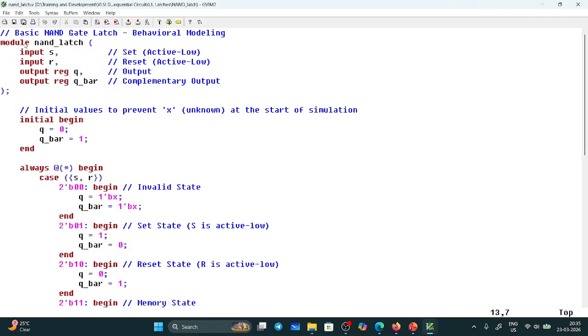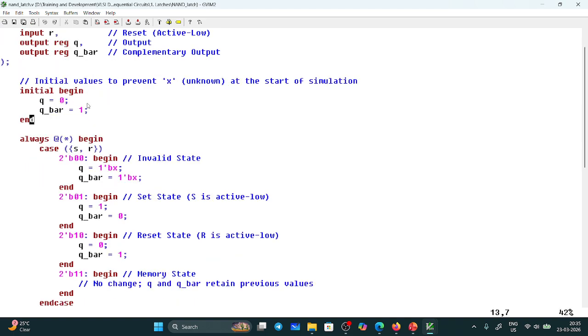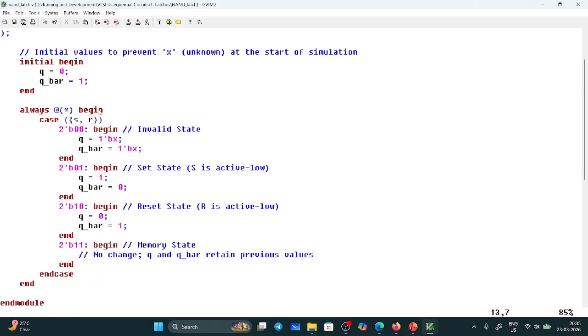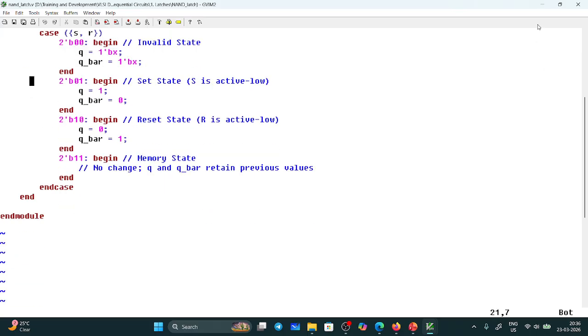So module NAND_latch, input S, R, output reg Q and output reg Q_bar. Okay, so initial begin. You need to initialize the values: Q equal to 0, Q_bar equal to 1. Always @(*), case {S, R}. So I am using a case statement. That is, 00 means what? Unknown state, no? By using this NAND gate, NAND latch. 01 means set state, 10 means reset state, 11 means memory state, okay, memory state.